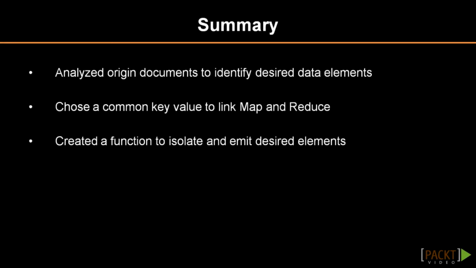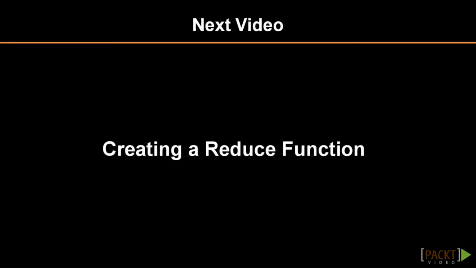In this video, we've been through the analysis of input documents to identify desired data. We then chose a common key value for our mapping from different collections. We used this information to create two map functions that emit just the data of interest in a shared format. In the next video, we'll create a reduce function to complete the processing of the course report.